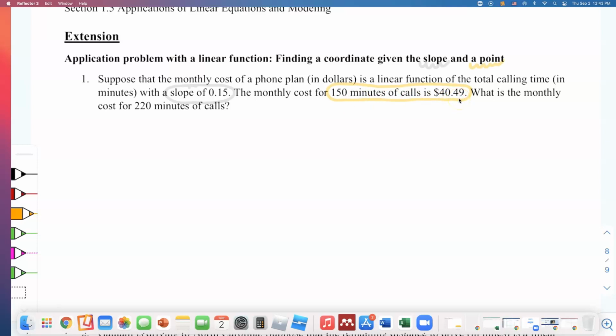So I may write this as 150 as the input and $40.49 as an output. You can see that we'll use this for our x sub 1 and we'll use this for our y sub 1, right? And you know where I'm going with this. I'm going to say the slope is equal to 0.15. They are asking what is the monthly cost for 220 minutes of call.